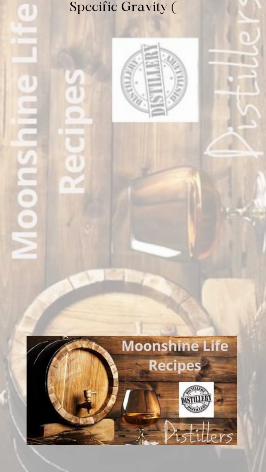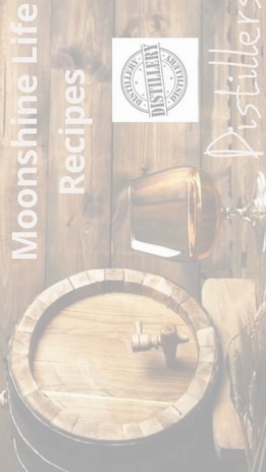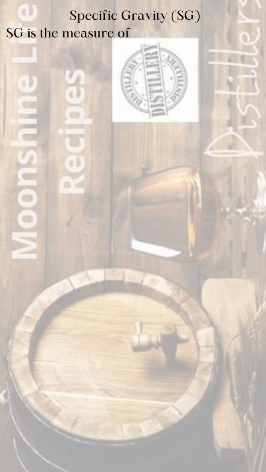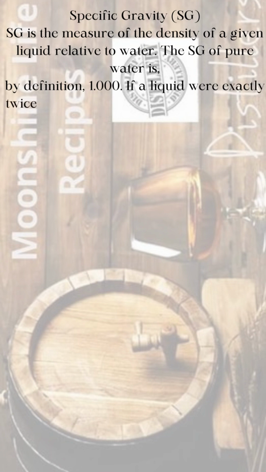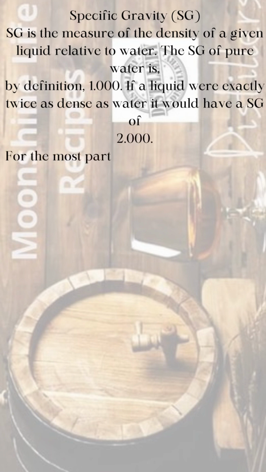Specific gravity, SG. SG is the measure of the density of a given liquid relative to water. The SG of pure water is, by definition, 1.000. If a liquid were exactly twice as dense as water, it would have an SG of 2.000.